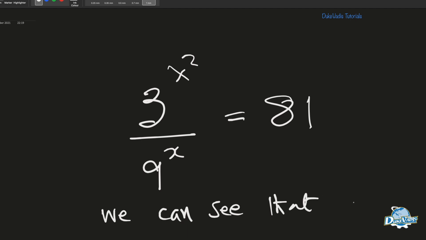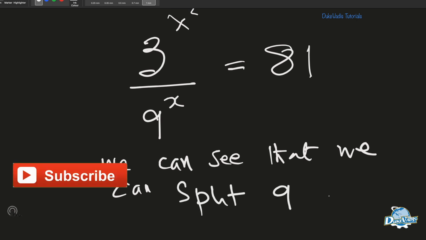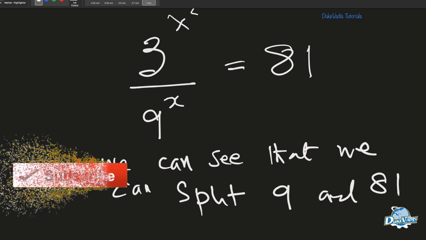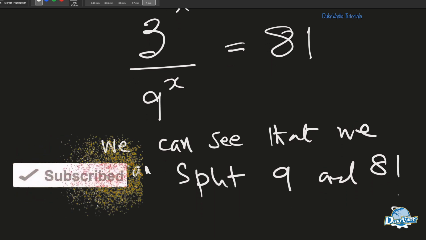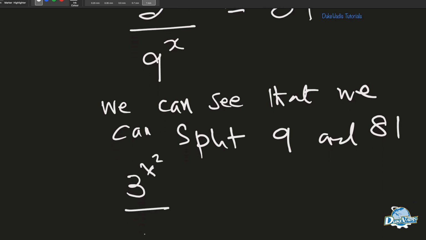That we can split the 9 and 81. Friends, so let's see. So if that is the situation, then we say 3 raised to the power x squared divided by 9, which is 3 by 3, all raised to the power x, is equal to what? 81. And 81 is 9 times 9.